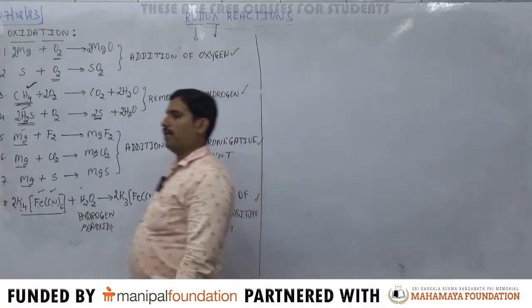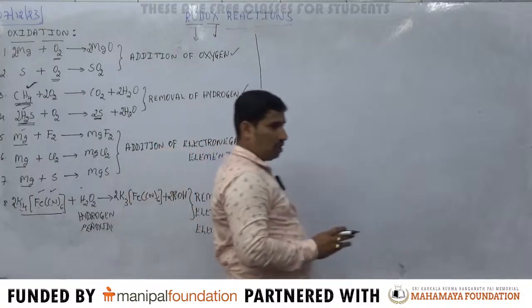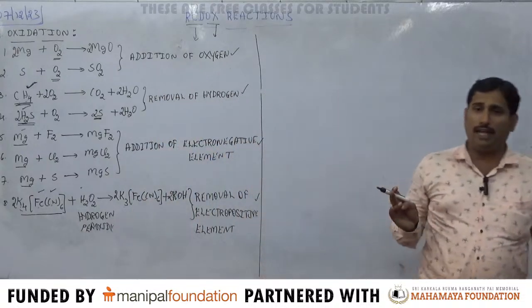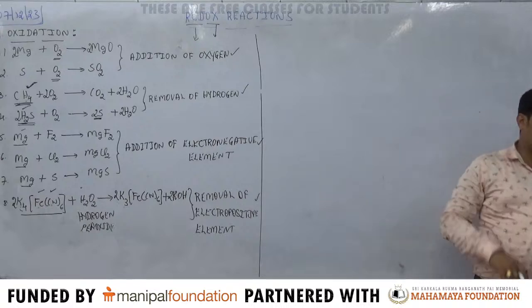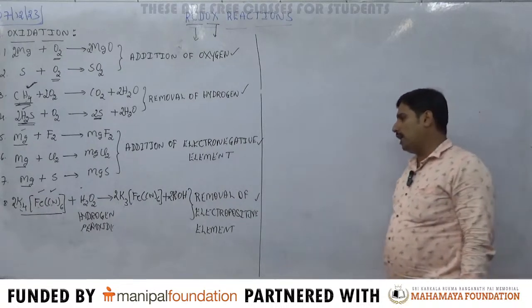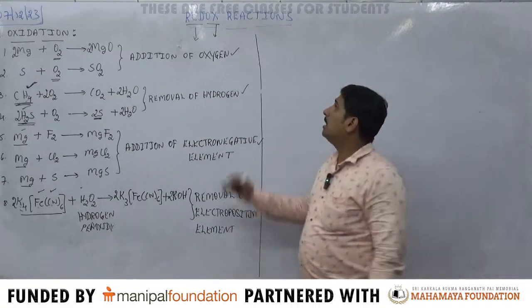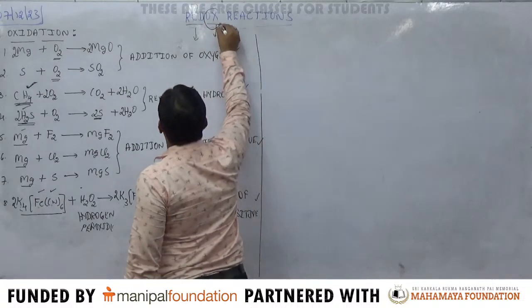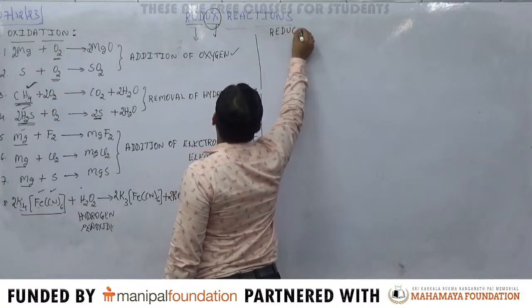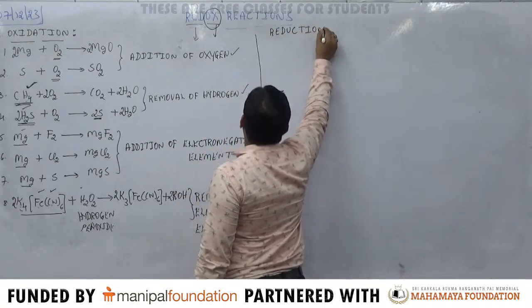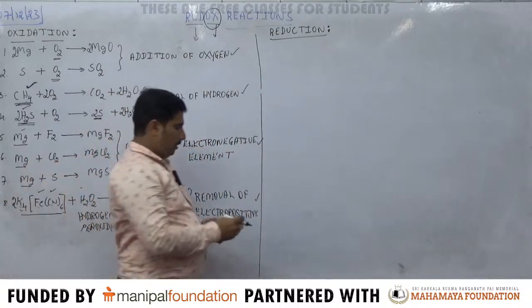Fine. So how can we define oxidation? Oxidation is an addition of oxygen or addition of electronegative element to a substance, or removal of hydrogen or removal of electropositive element from a substance. Fine. So this is about oxidation. Now reduction.